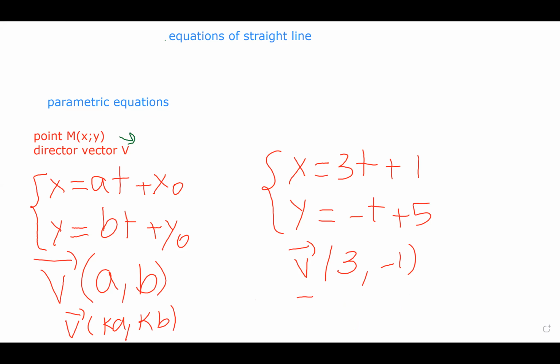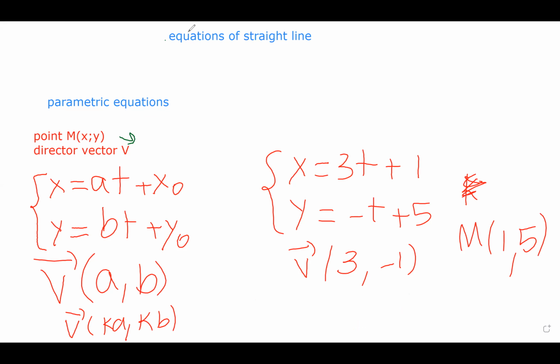Now give me a point that belongs to this parametric equation. Give me a point, for example K, or let us choose M. 1 and 5. Very good, 1, 5.